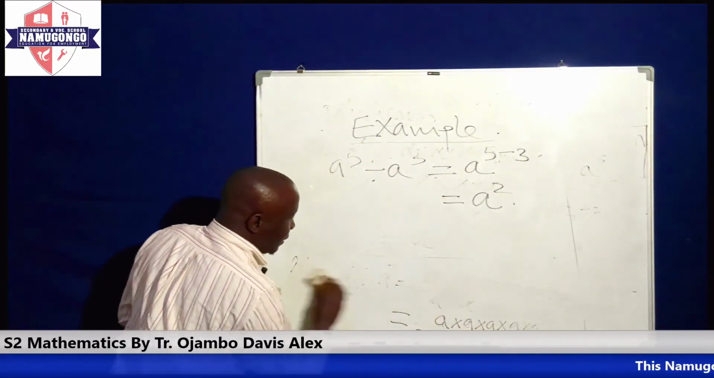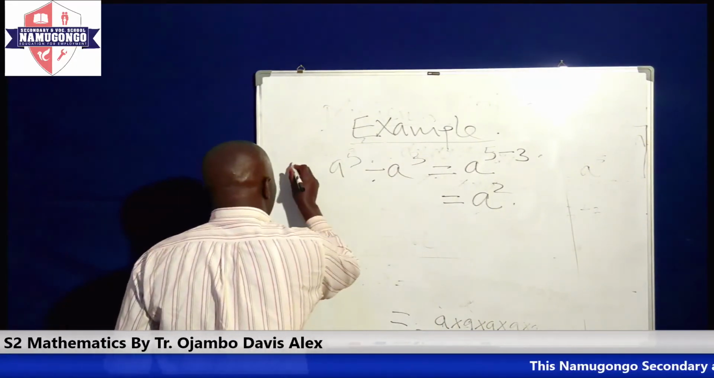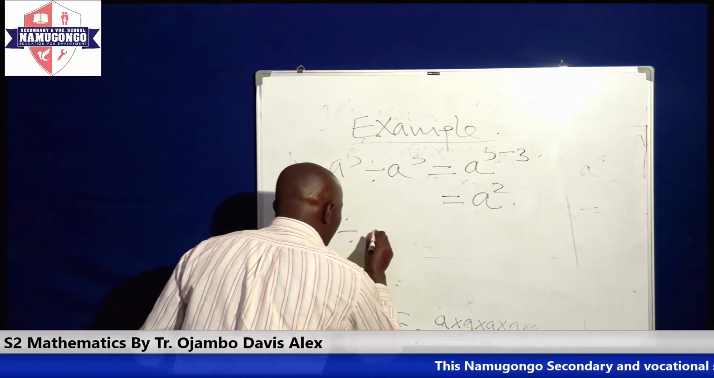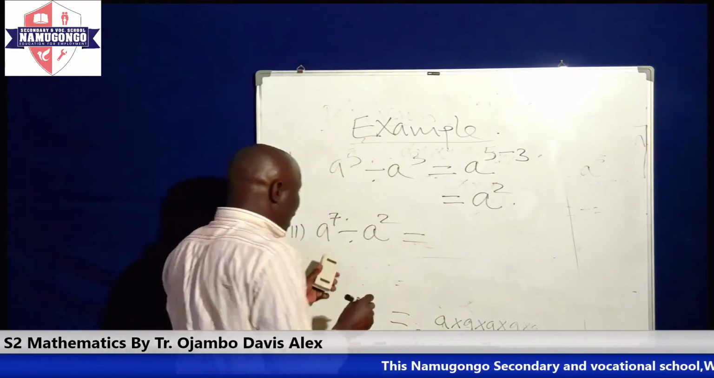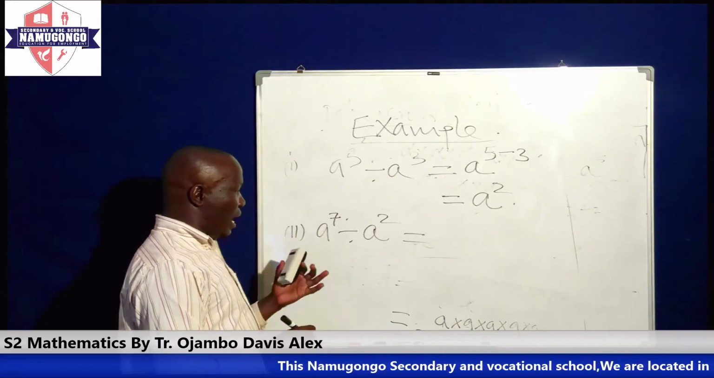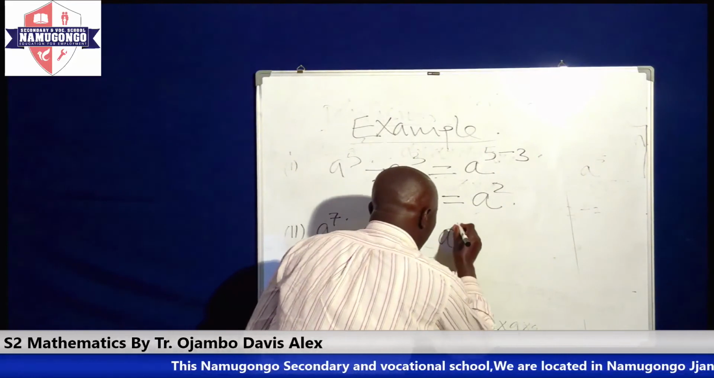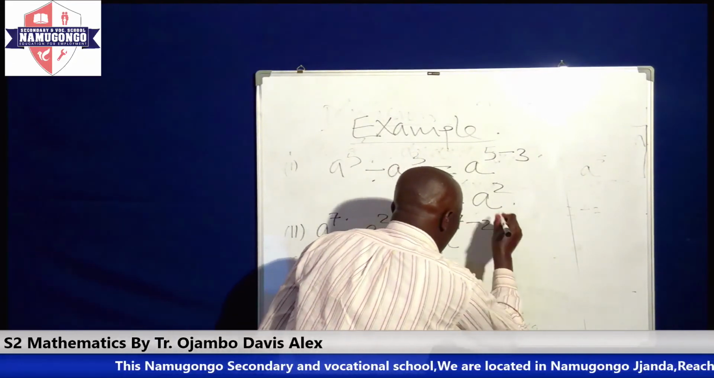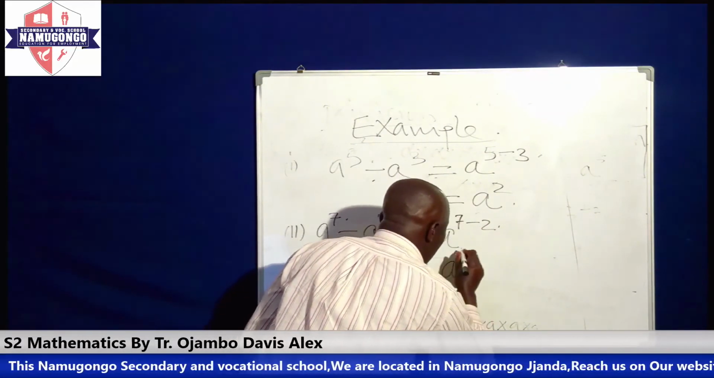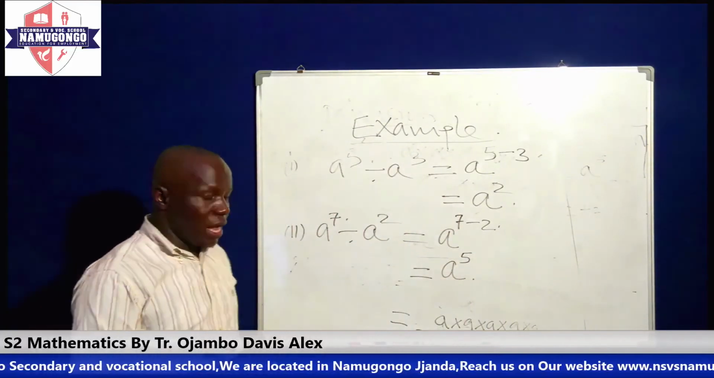Then when we look at our second example, we have a raised to the power of 7 being divided by a raised to the power of 2. So we are dividing two numbers with the same base. What do we do? Subtract the powers. It becomes a raised to the power of 7 minus what? Minus 2. We get our answer as 5. So our answer becomes a raised to the power of 5.